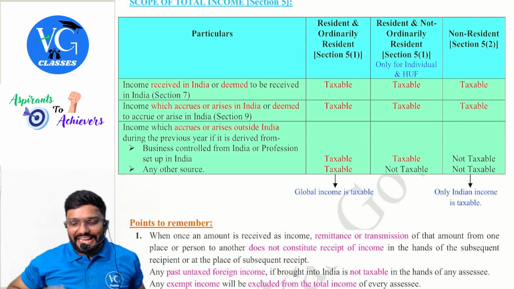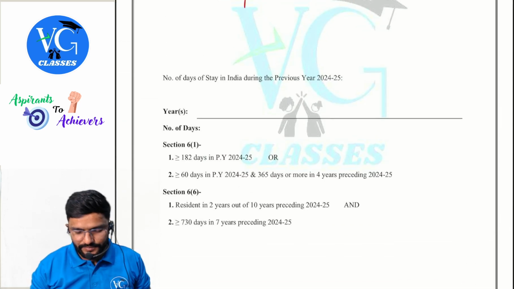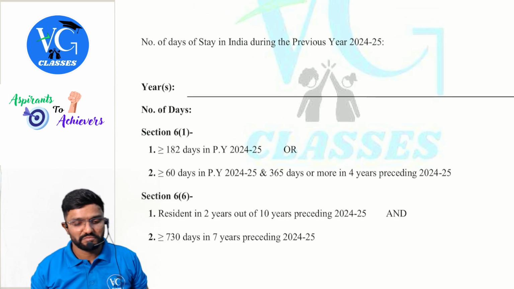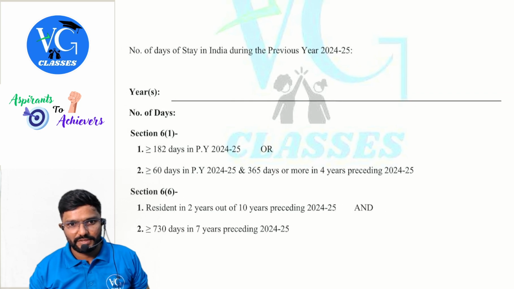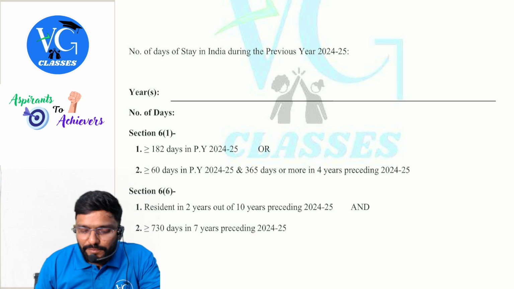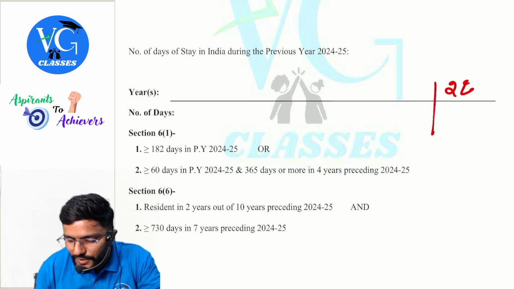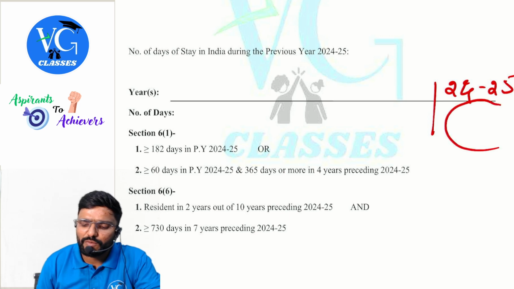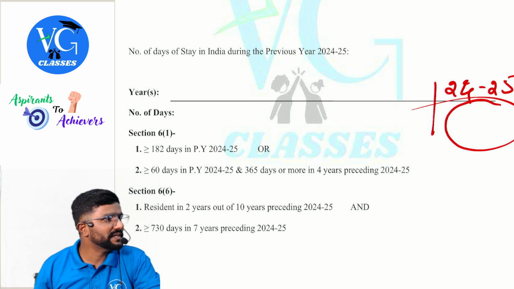Now let me just give a clarity on that. Little more clarity. This is only for number of days calculation, guys. Which is our previous year? Our previous year is 24-25. Whenever you see any question on residential status, first thing you have to check what? This year, how many days he or she was in India?